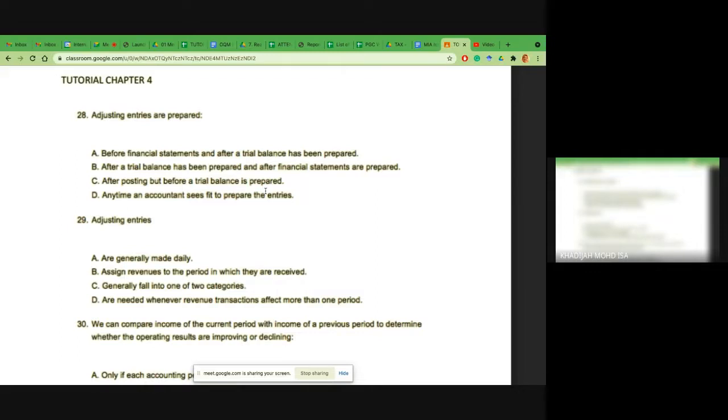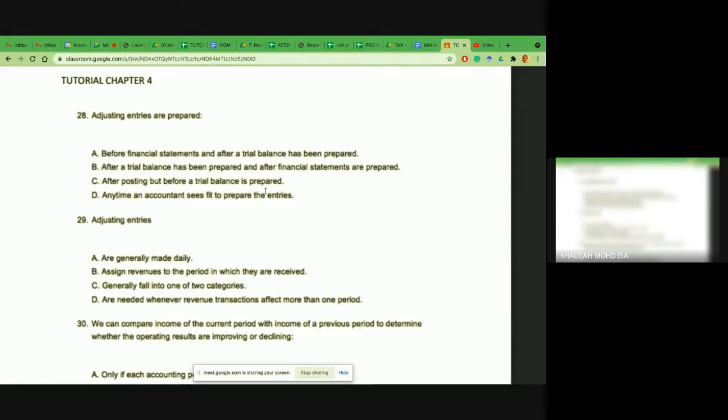All right, adjusting entries are prepared: before financial statements and after a trial balance has been prepared; after a trial balance has been prepared and after financial statements are prepared; after posting but before the trial balance; or anytime an accountant sees fit to prepare the entries. So which one should it be? Remember that the adjustment is done at the end of the period, right? At the end of the period, but before your financial statements.